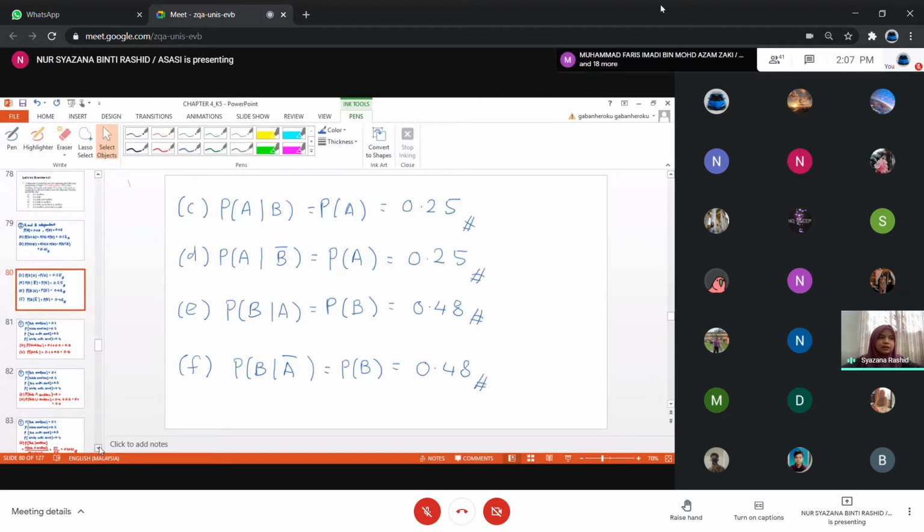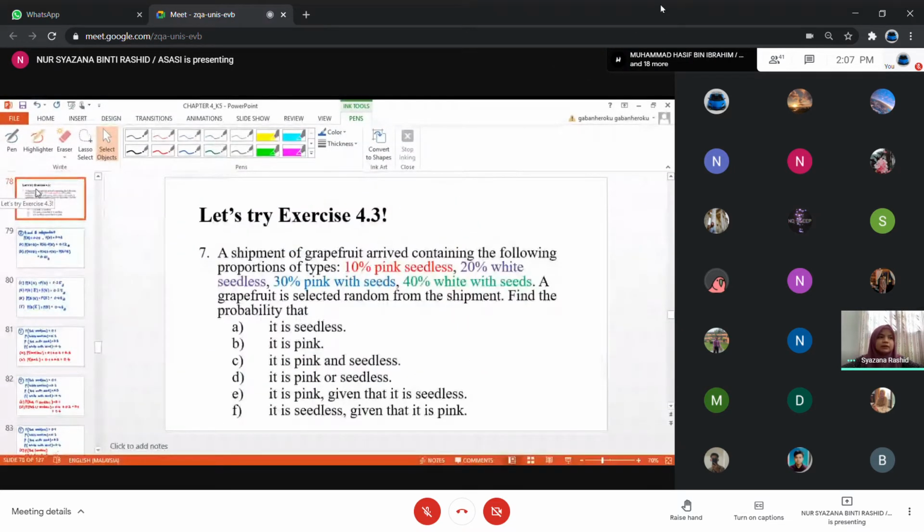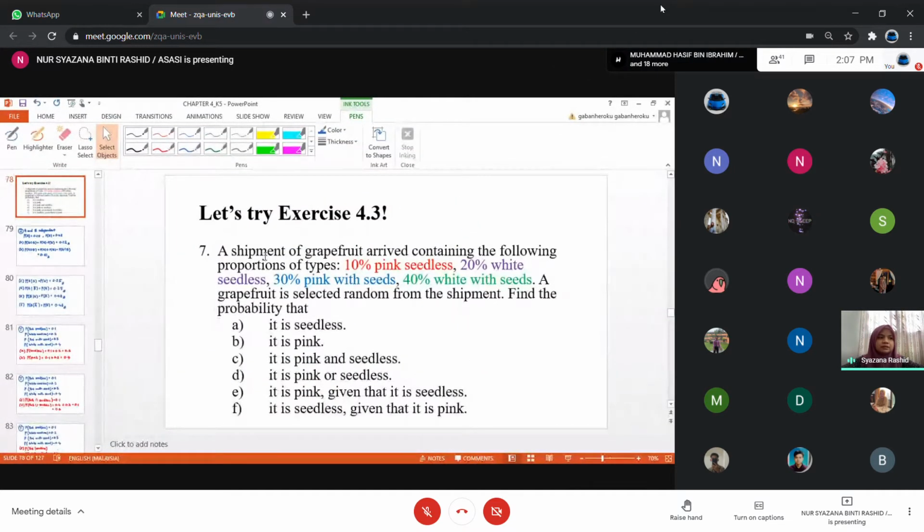And then I also asked you to try question 7. Question 7 is about a shipment of grapefruit containing the following proportions of types. If you look here, they give percentages. So what is a percentage actually? This percentage refers to the idea of probability, but in the form of percent. So how do we change a percentage into a probability? Okay, let's say 10%.